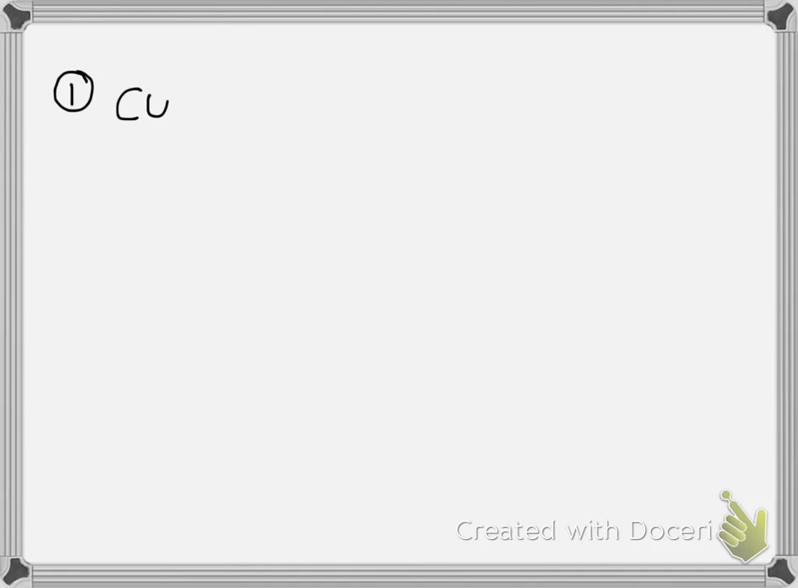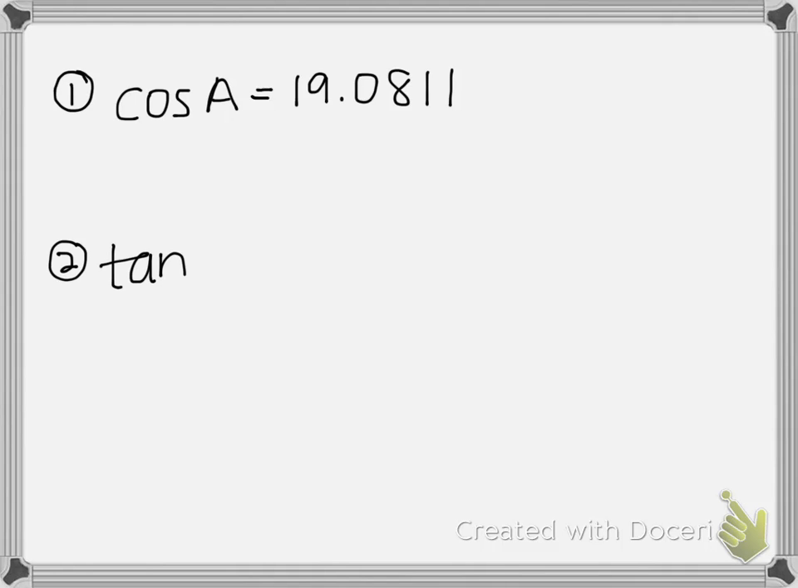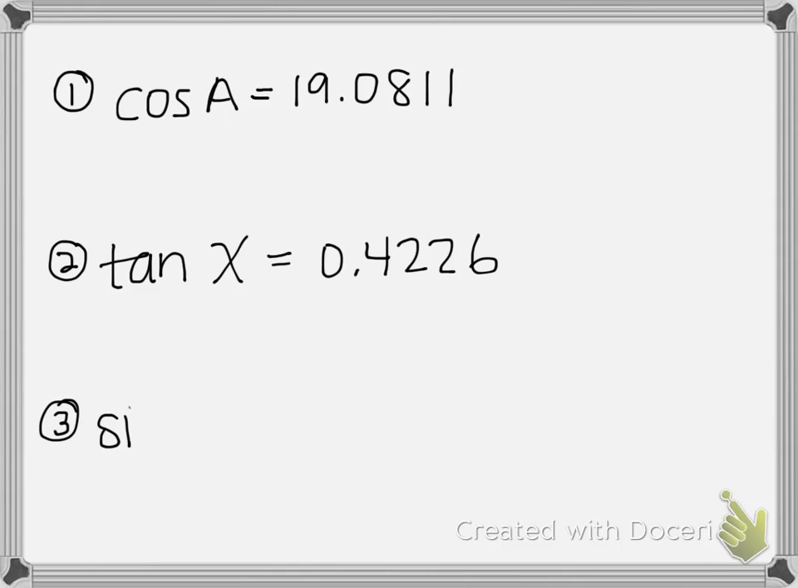So if we have cosine of A equals 19.0811, tangent of X is 0.4226, and, rounding it off nicely, sine of W is going to be 0.7532. Go ahead and figure those out on your own and then come back and we'll go over them.